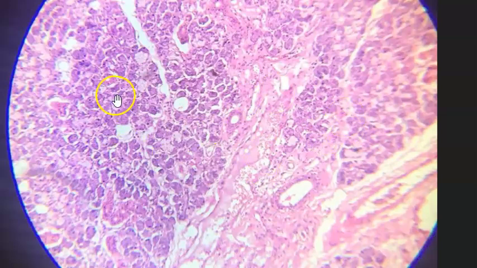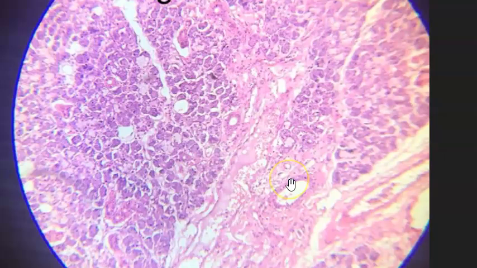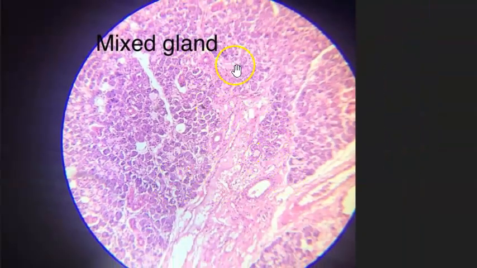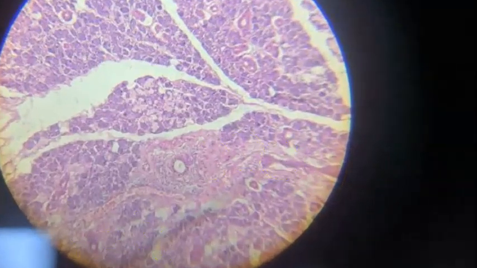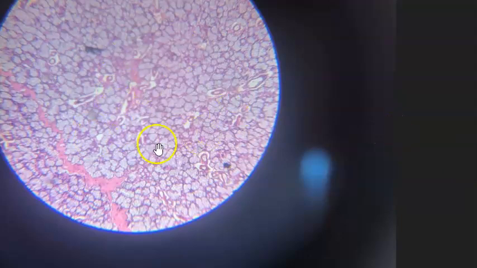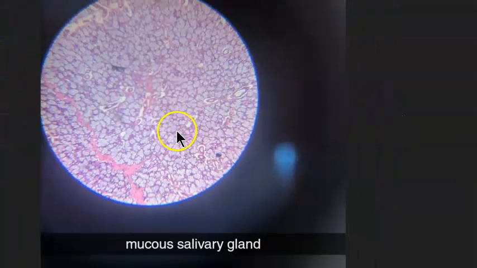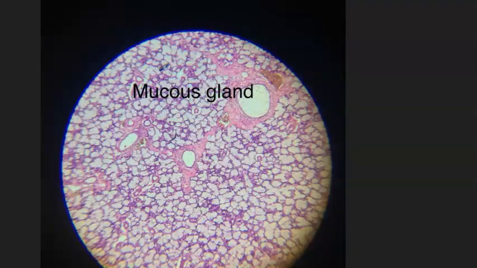What do you think this is? This is a gland. It's a mixed gland. It has serous and mucus acini. Okay. Mixed salivary gland. What do you think this is? You can see a lot of mucus here. So this is mucous gland. This one also mucous gland. So a lot of mucus you can see. So this is not mixed, right?